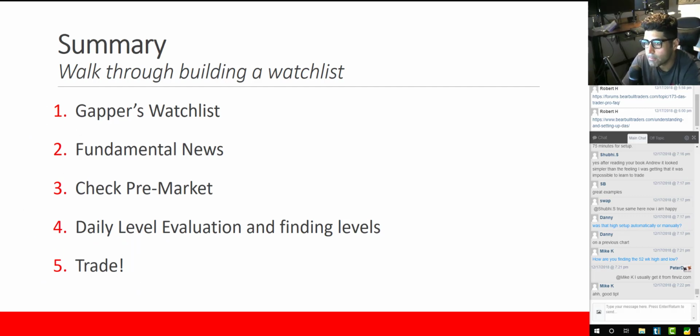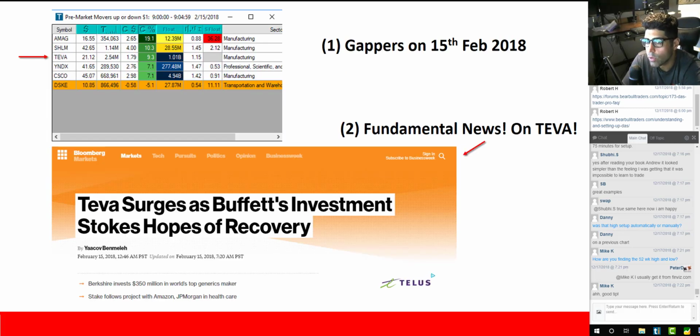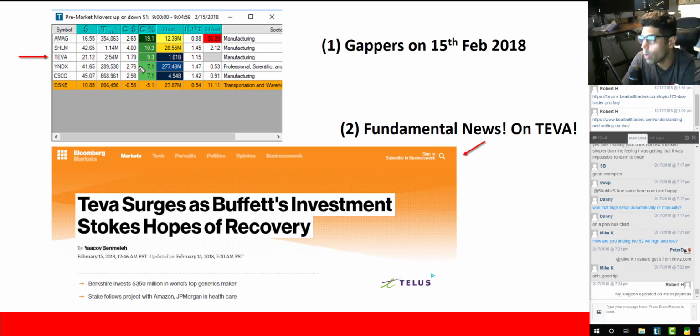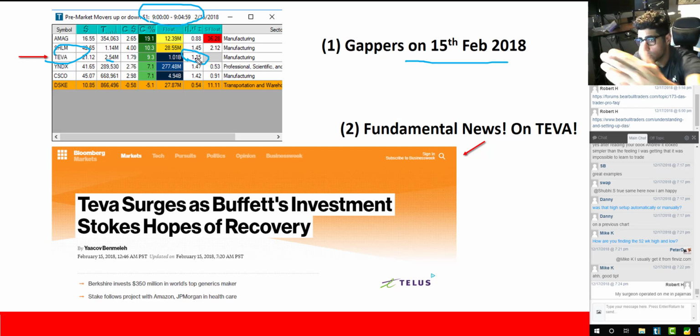So let's go through one example. Let's go through one single trade that we did. So we wake up on February 15, 2018. We come and see Teva is gapping up 9.3%, with 2.5 million shares volume by 9 o'clock. That's pretty good. The stock has a really nice ATR for a $20 stock. A $1 range is really nice. Take 1,000 shares, $1, that's $1,000. Not bad at all. So I'll look at Teva.